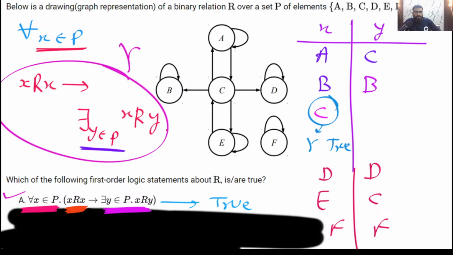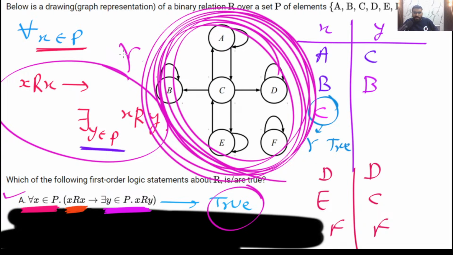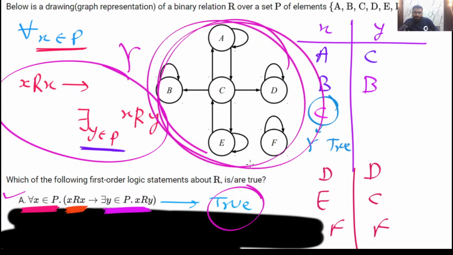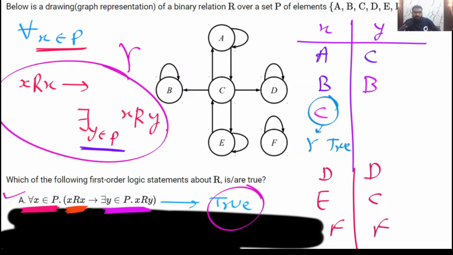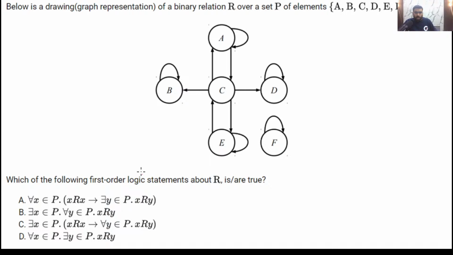Option A is true, because for every element in the base set, if x is related to x, then there is some element to which x is related. Yes or no? And remember, for this element C, the premise has become false because C is not related to C. False implies anything will be true. I hope you understood. So option number A is true.